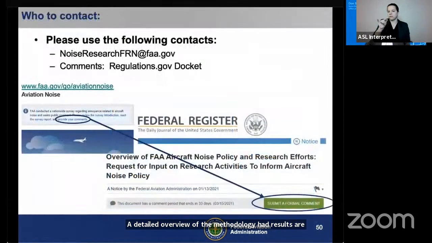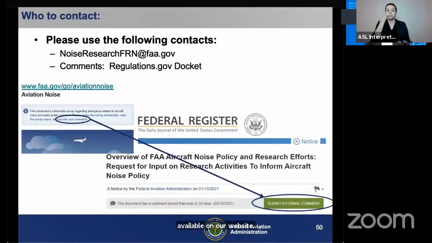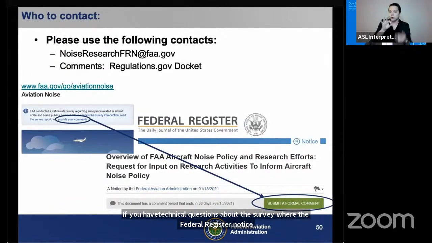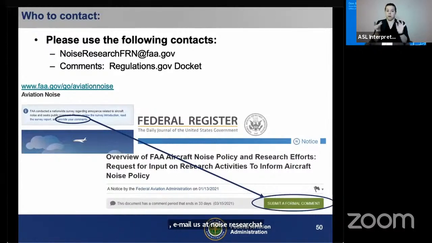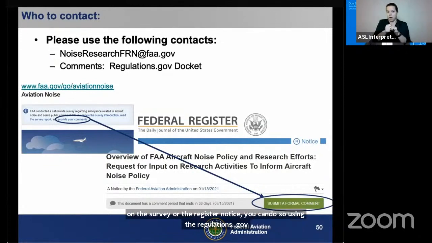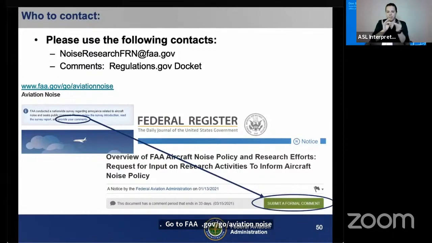faa.gov/go/aviation-noise. If you have any technical questions about the survey or the Federal Register notice, you can email us at noiseresearchfrn@faa.gov. If you'd like to make a formal comment on the survey or the Federal Register notice, you can do so using the regulations.gov docket. To get there, go to faa.gov/go/aviation-noise and click the Provide Your Comments link in the blue box at the top of the page.